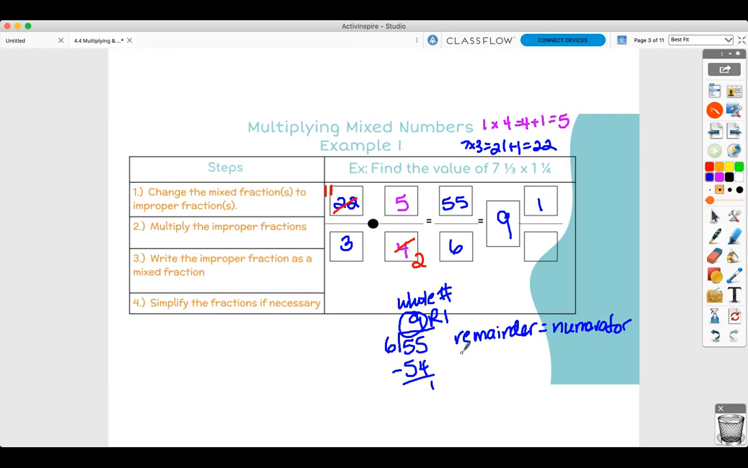The remainder is your numerator, and your denominator stays the same. So the denominator is 6 over there, so it's going to be 9 1/6.